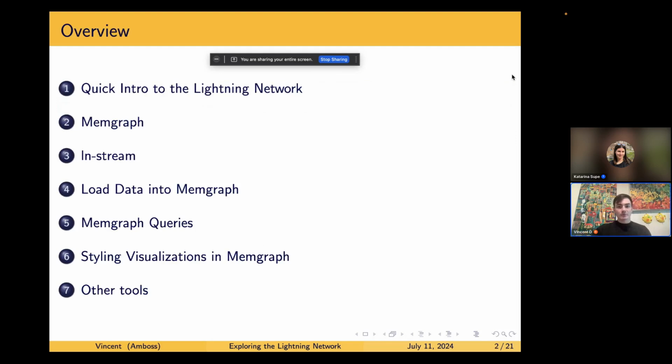So just an overview of what we'll be talking about today. I'll be giving a quick intro to the Lightning Network, what it is and how it works. Then just why we decided to use Memgraph DB in our research on the Lightning Network, and then following that up with a personal project of mine called EllenStream, which allows you to load data from a snapshot of the Lightning Network into Memgraph, and then some interesting queries we can run from there. And then wrapping it up with some visualizations of this graph in Memgraph.